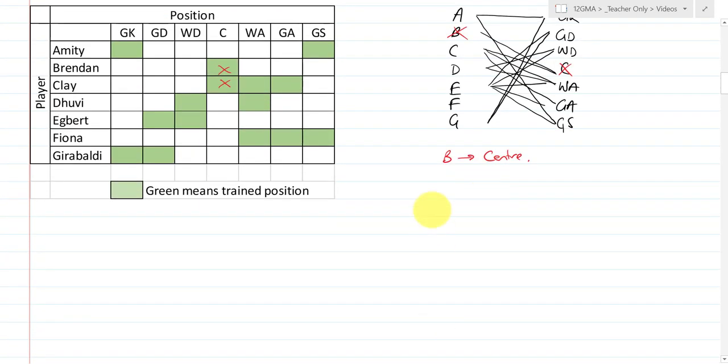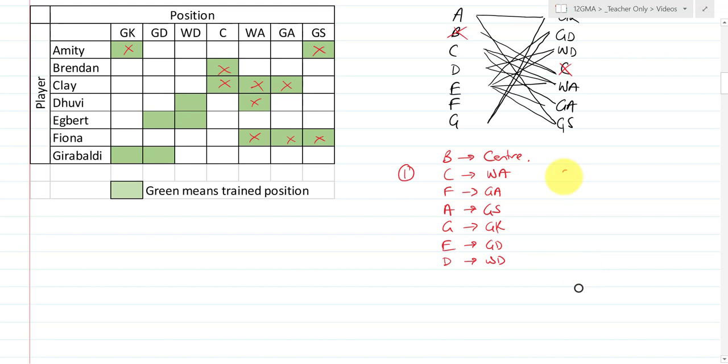So I've got Brendan's definitely center, and then I've got solution 1. Let's put Clay, this is where I have to make a decision. Let's put Clay at wing attack. And if I put Clay at wing attack, that means he's not goal attack. Fiona must be goal attack to make this work. And if Fiona is goal attack, she's not goal shooter, which means Amity must be goal shooter. And if Amity is goal shooter, she's not goalkeeper, which means Garibaldi is goalkeeper. Which means Egbert is goal defence. And that means that Doovie is wing defence.